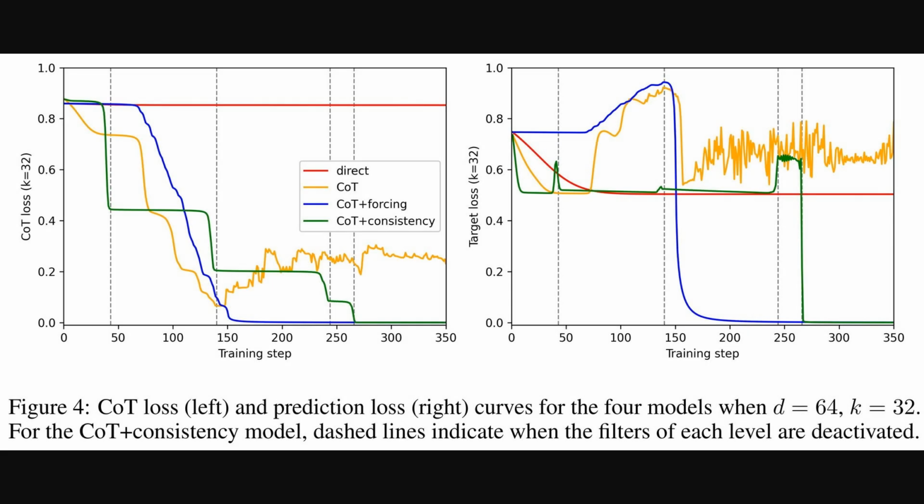Okay, moving to the results. This figure plots the loss curves during training. We've got the CoT loss on the left and the final prediction loss on the right. Notice how direct training, the red line, basically flatlines, failing to learn. But look, both CoT with teacher forcing and CoT with self-consistency show rapid drops in loss. This really backs up the theoretical finding that intermediate supervision makes learning parity much more efficient.